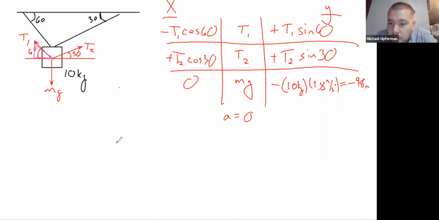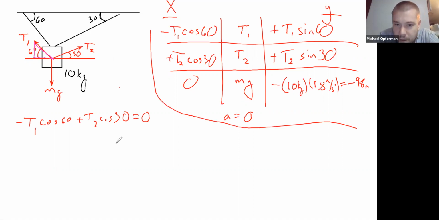So now I can write down my F equals ma equations. So the x direction equation is going to be negative T1 cos of 60 equals T2 cos of 30. Sorry, be a little bit more careful. Negative T1 cosine of 60 plus T2 cos of 30 equals 0 is my x equation. 0 is coming from the fact that acceleration equals 0.